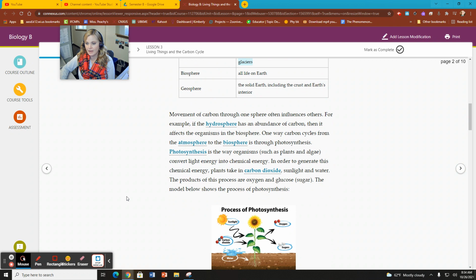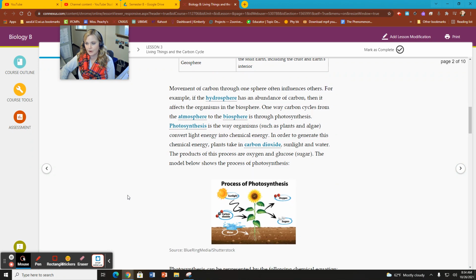All right, so moving on here, it's talking a bit about some of the sources of carbon through the carbon cycle.